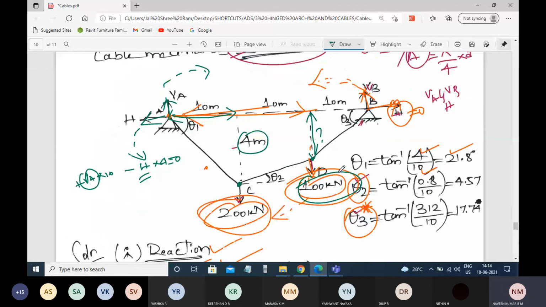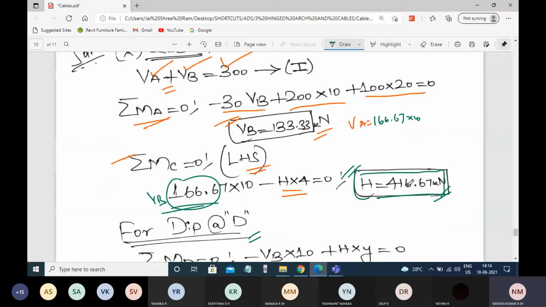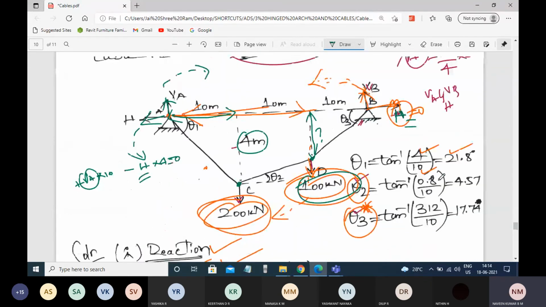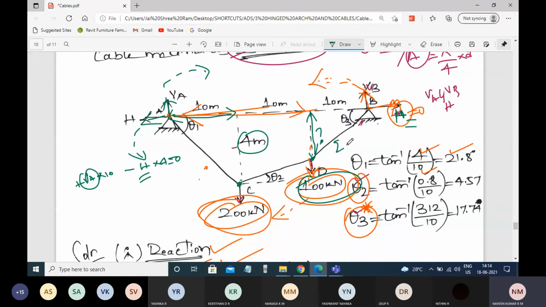So for that, we know H now. H equals some value, around 416.67. In order to find this unknown, we'll consider moment at D, RHS.